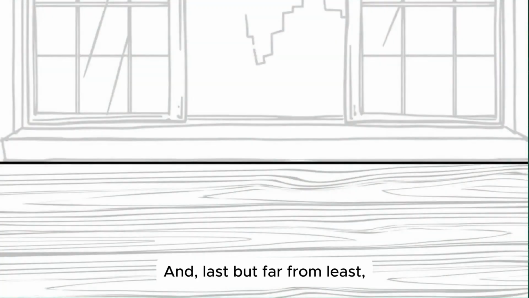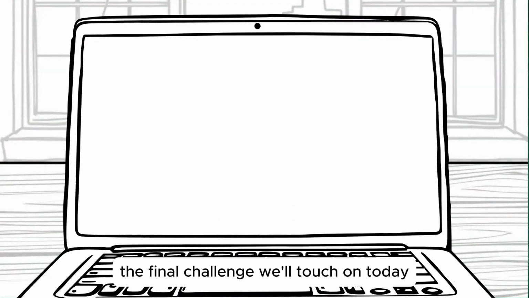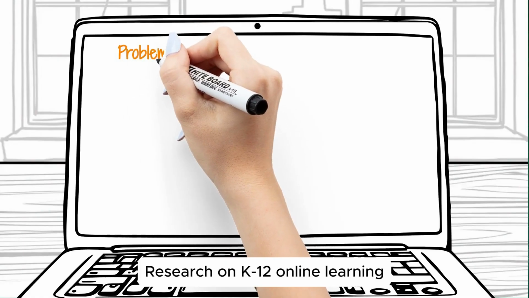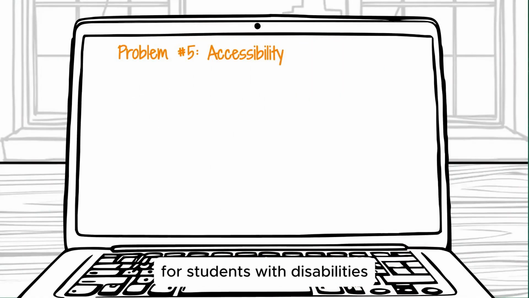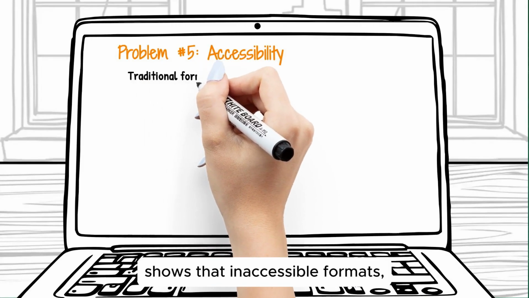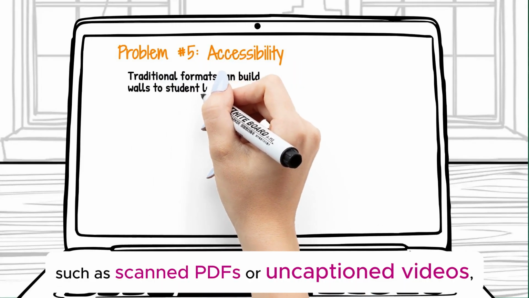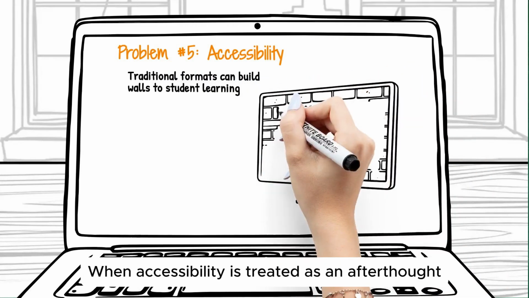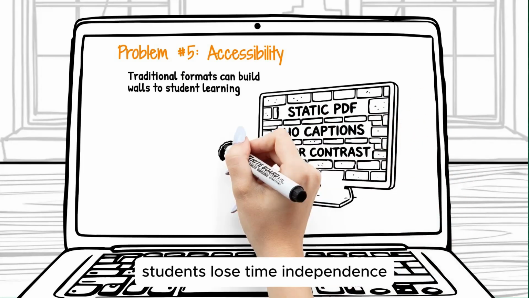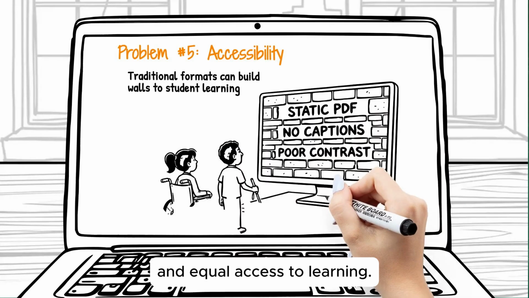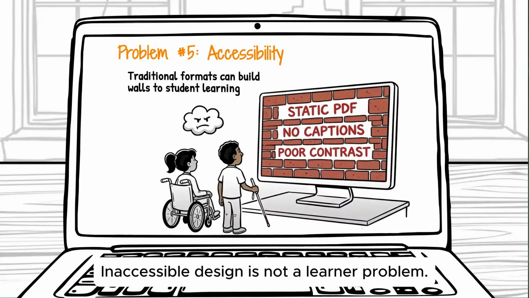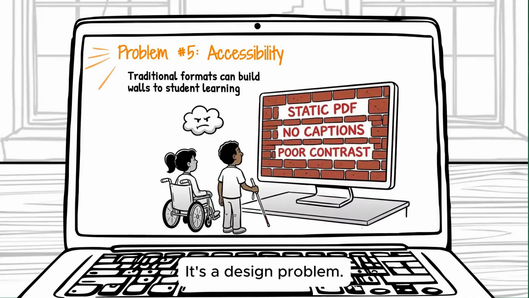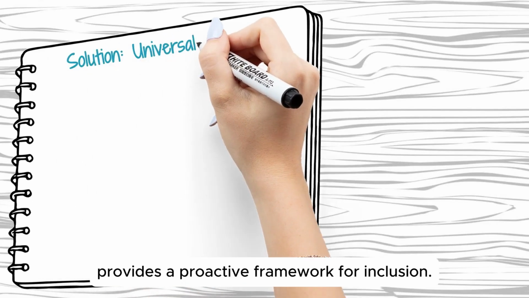And, last but far from least, the final challenge we'll touch on today is accessibility. Research on K-12 online learning for students with disabilities shows that inaccessible formats, such as scanned PDFs or uncaptioned videos, can completely block participation. When accessibility is treated as an afterthought, students lose time, independence, and equal access to learning. Inaccessible design is not a learner problem. It's a design problem.